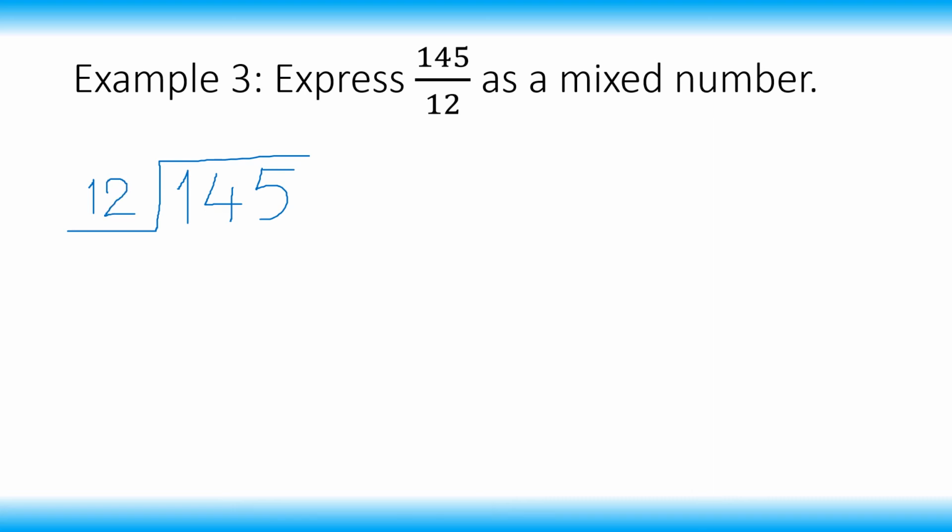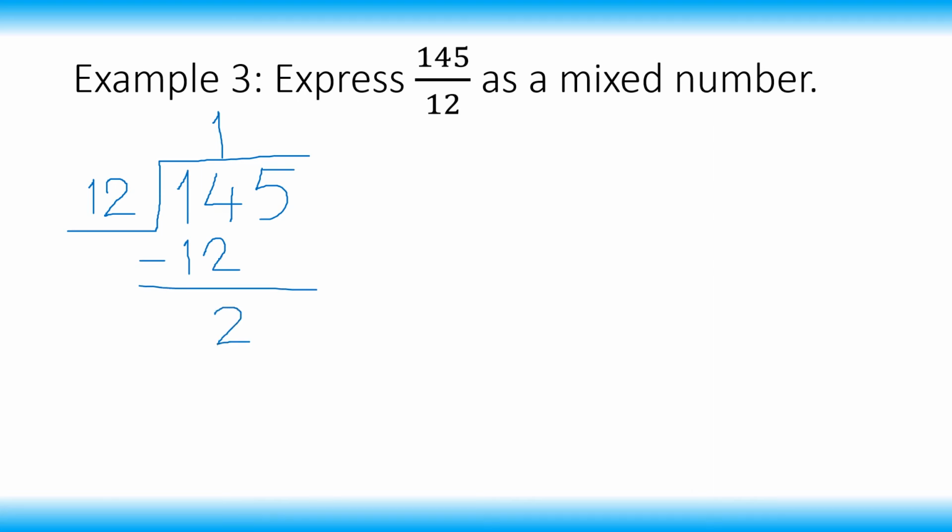And we ask ourselves, how many times does 12 go into 1? It doesn't, so we can ignore that. And we move on to how many times does 12 go into 14? And 12 goes into 14 once, so we can write a 1 up top. 12 times 1 is 12, so we subtract 12 down here. And that leaves us with 2.